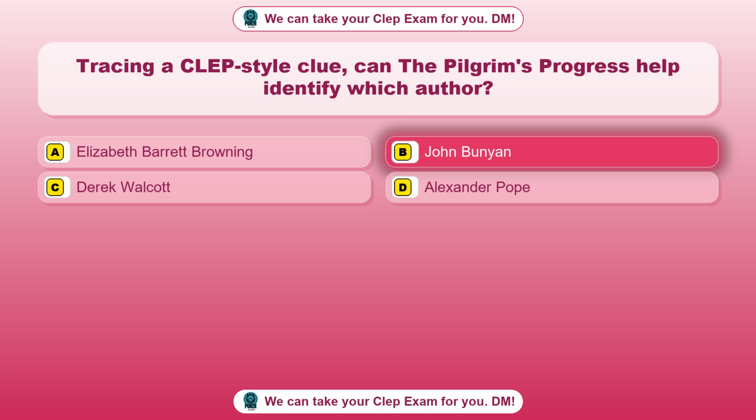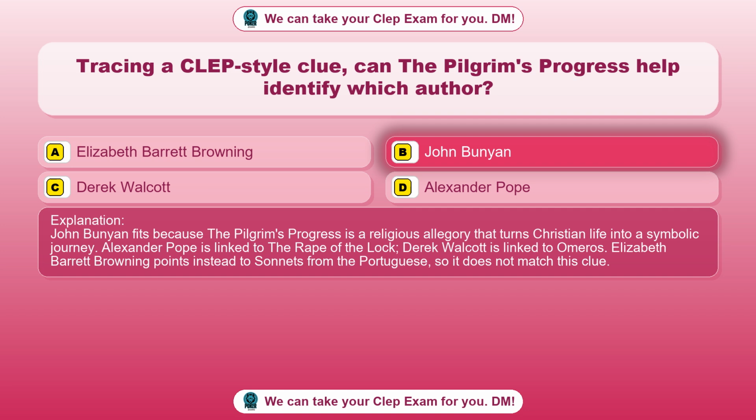John Bunyan. John Bunyan fits because The Pilgrim's Progress is a religious allegory that turns Christian life into a symbolic journey. Alexander Pope is linked to the Rape of the Lock, Derek Walcott is linked to Omeros. Elizabeth Barrett Browning points instead to Sonnets from the Portuguese, so it does not match this clue.